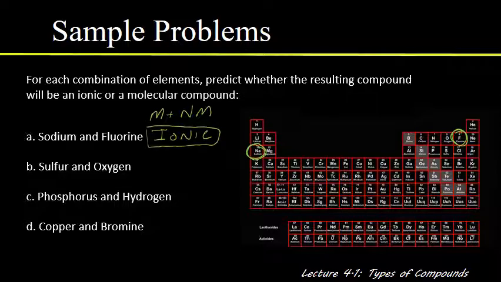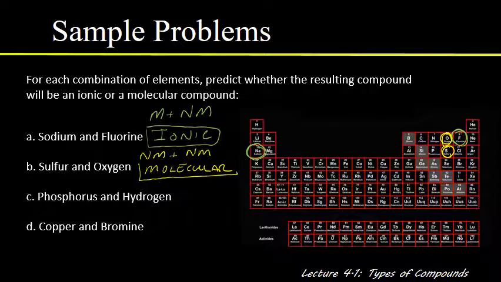Okay. Next, let's try sulfur and oxygen. Sulfur is right here, and oxygen is a neighbor. They are both on the upper right-hand side. So a combination of sulfur and oxygen is going to be a nonmetal and a nonmetal. So that would be a molecular compound. And again, I'm using molecular and covalent as synonyms here.